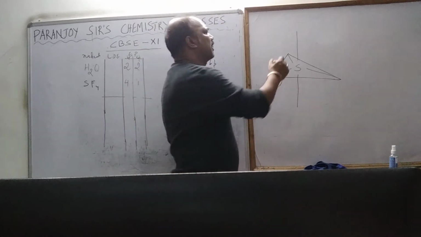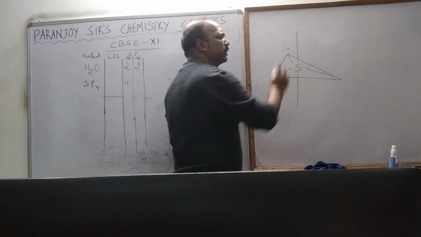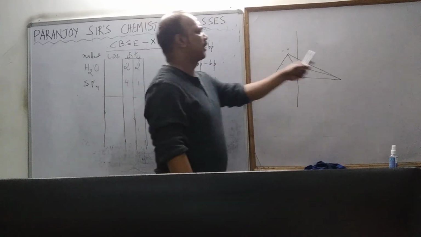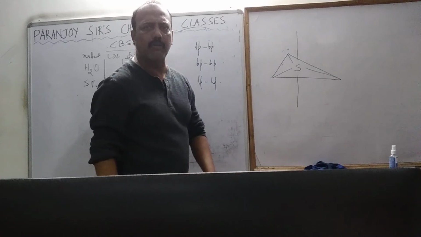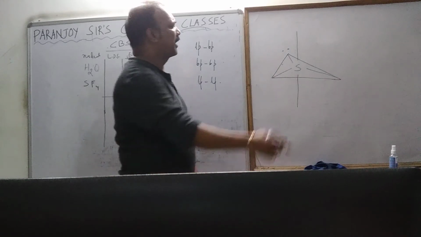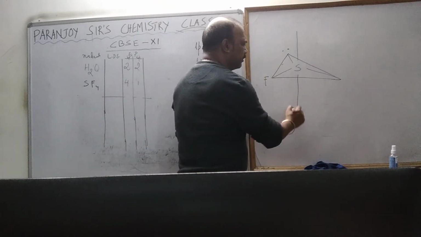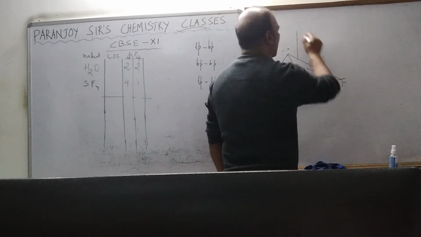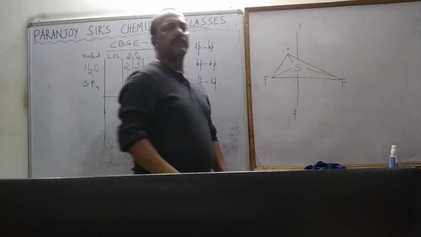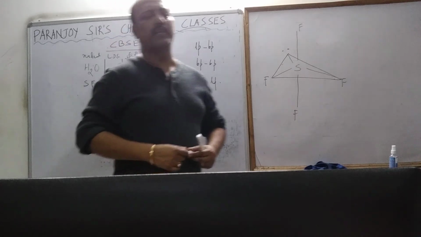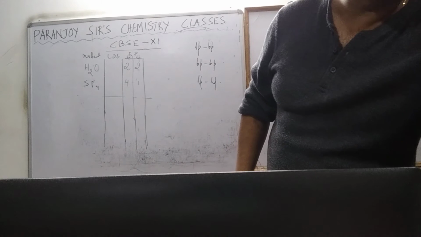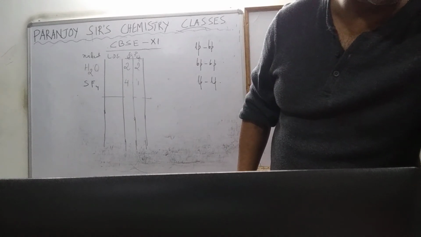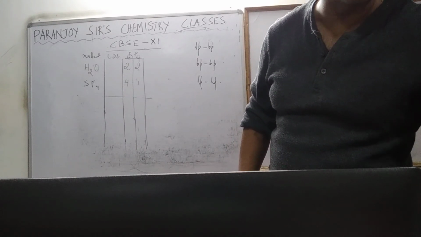चलो कहीं पे भी हम लगा लेते हैं एक लोन पेयर, ठीक है, इक्विटोरियल पोजीशन पे, यहाँ पे लगाओ, कहीं पे भी लगा लो एक लोन पेयर. यस, बाकी 4 पोजीशन में क्या होगा? फ्लोरीन, फ्लोरीन, फ्लोरीन एंड फ्लोरीन. यस, फाइन. तो अगर आपको जियोमेट्री पूछेगा तो आप क्या बताएंगे? बताओ बताओ फटाफट बताओ.